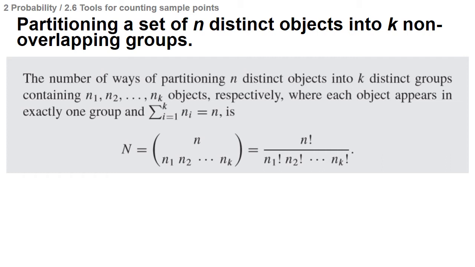And if this is the case, and you are partitioning n distinct objects, the possible number is n choose n1, n2, up to nk. And this is an extension of the combination. Previously, if you are thinking of n choose k, this is actually n choose k, comma n minus k.